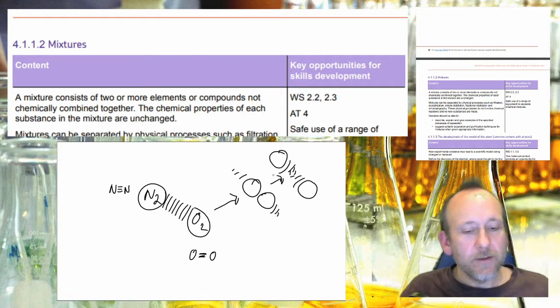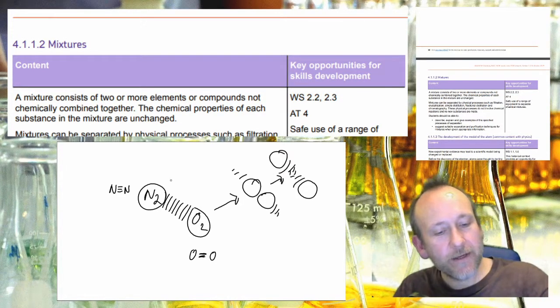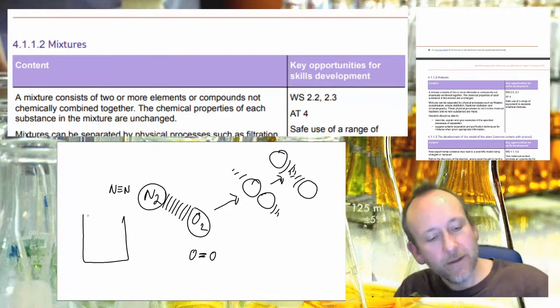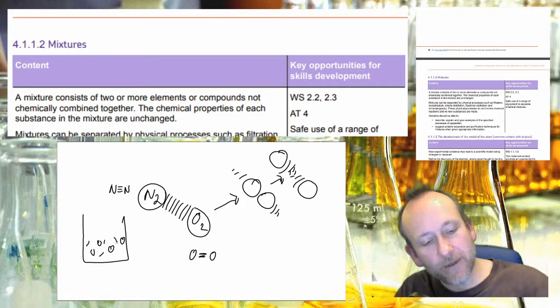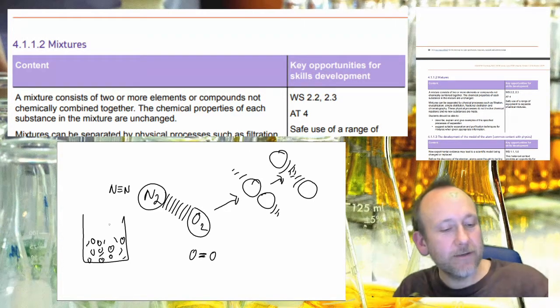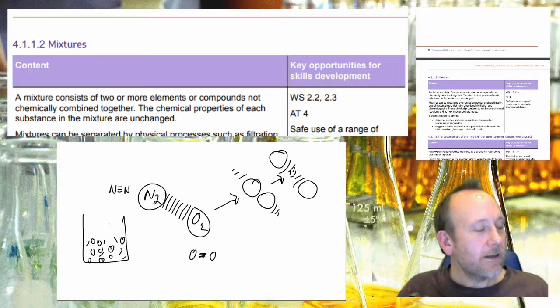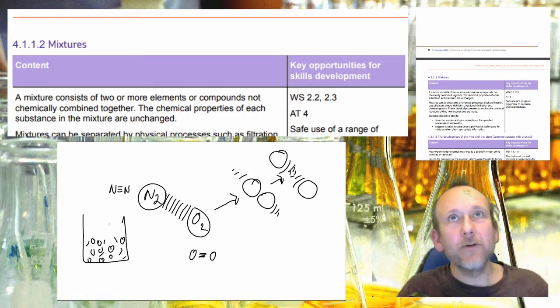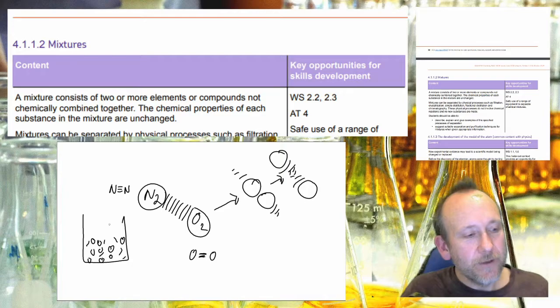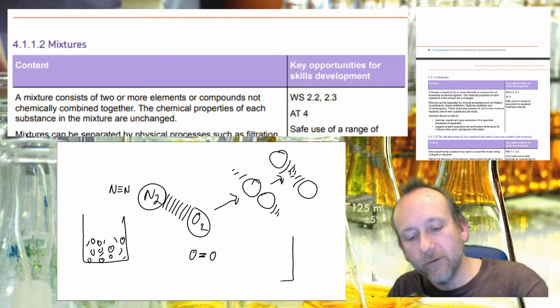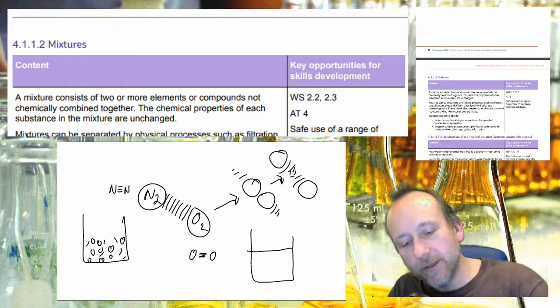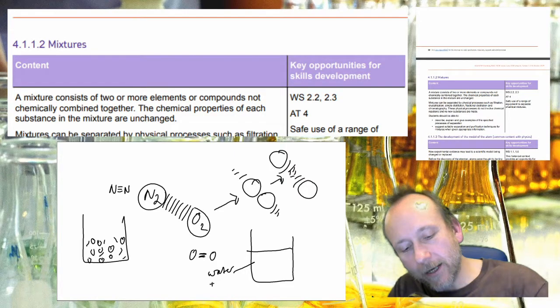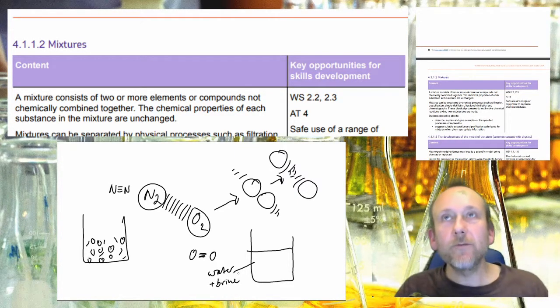Okay, so you can have a mixture of things that are not chemically combined. A very straightforward example would be a beaker of rice and peas. You've got grains of rice there and peas in there, and it'll take some work, but you can sort them out. A more chemical example would be a salty solution. You've got a solution of salt and water. There's water in here, and in that water you've got salt. We call that brine if there's quite a lot of sodium chloride in there.